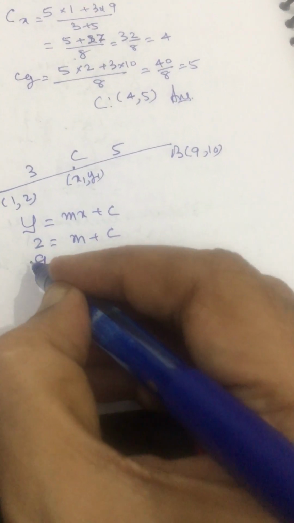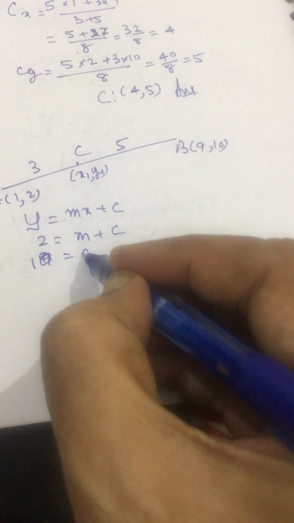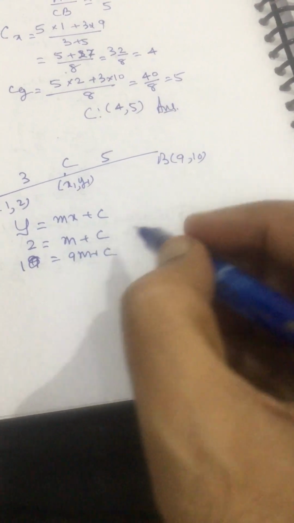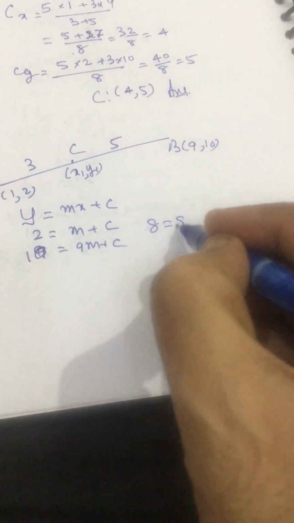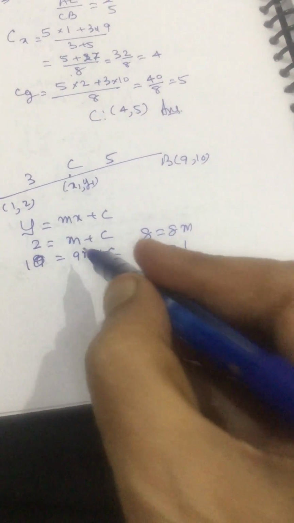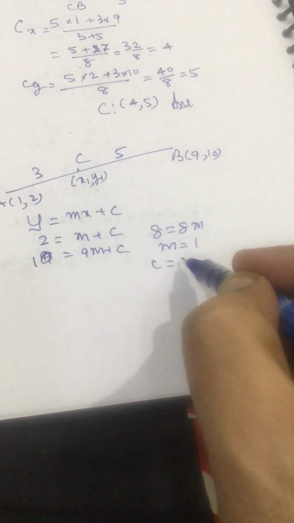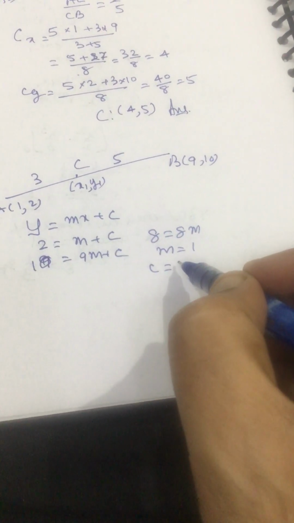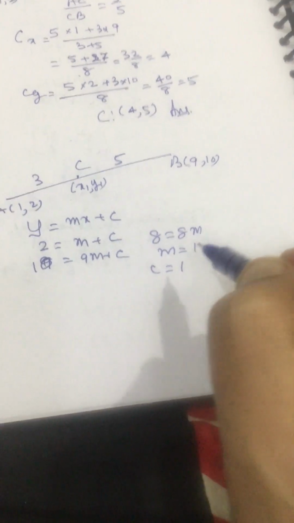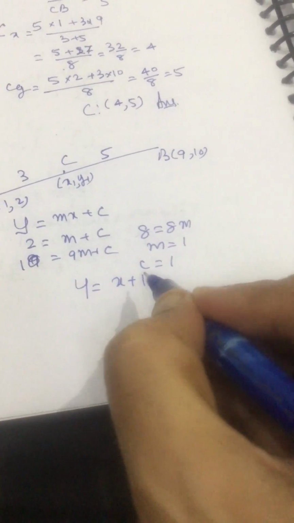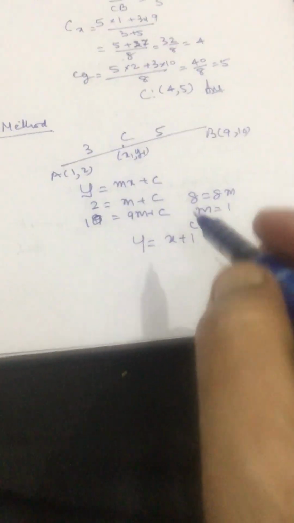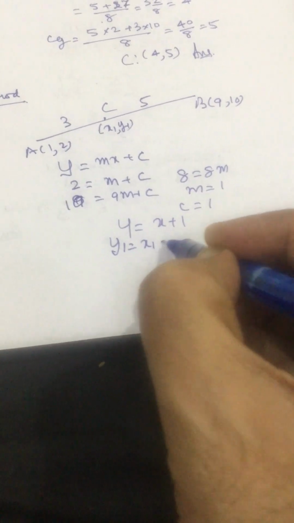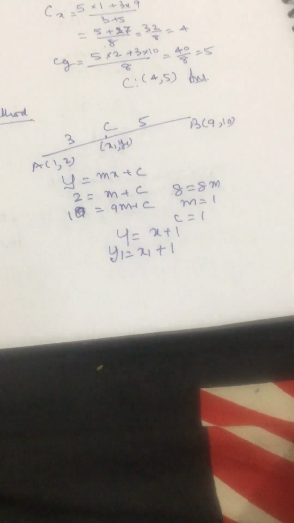9, 10, so 10 equal to 9m plus c. We solve these equations, or we subtract this equation from this equation, then we get 8 equal to 8m, or m equal to 1. If m is equal to 1, then c equal to 1. So y is equal to x plus 1 is the line equation. Now this point is also on this line, so we will have y1 equal to x1 plus 1, right?